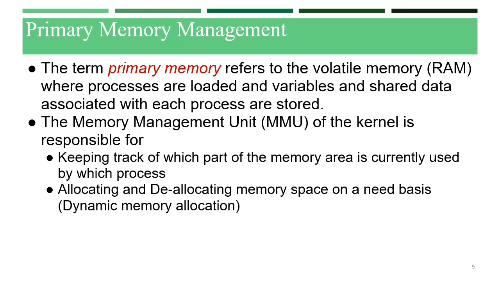Primary memory management. Primary memory refers to volatile memory, that is RAM, where processes are loaded, and it also stores variables and shared data associated with each process. The memory management unit of the kernel is responsible for keeping track of which part of the memory area is currently used by which process, and also for allocating and deallocating memory space on a need basis.